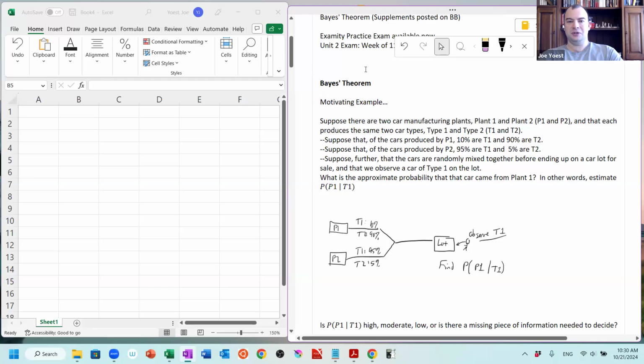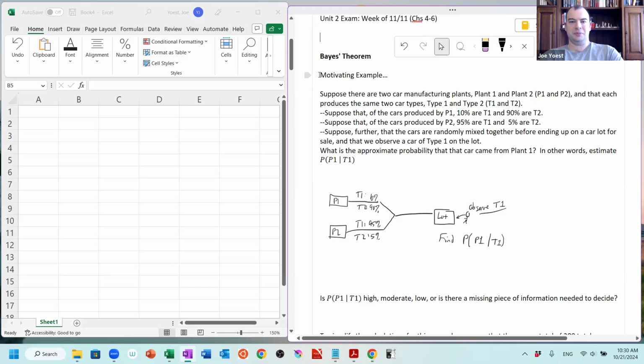And we're now moving on to Bayes' theorem. Okay, so let's look at a motivating example to start with. Suppose we have two car manufacturing plants, plant one and plant two. Maybe these are Ford plants, and one of them's in one city, one of them's in another city. And suppose that each plant produces two car types, type 1 and type 2, maybe F-150s and Mustangs. We'll just call them plant 1 and plant 2, and type 1 and type 2.